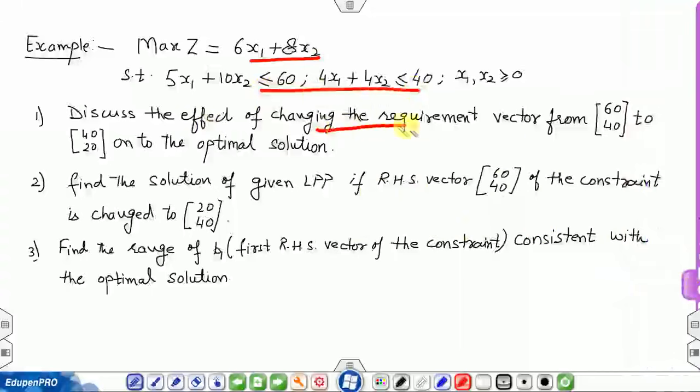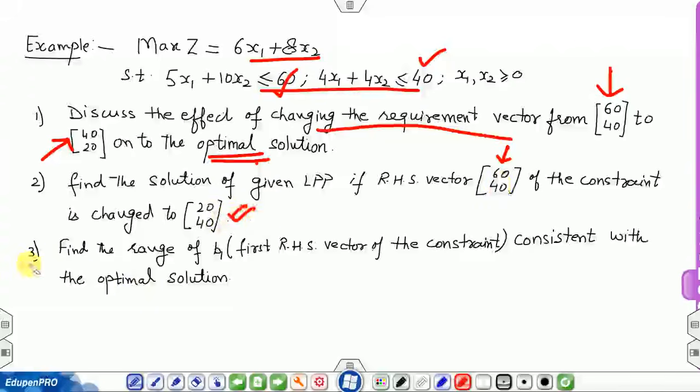Discuss the effect of changing the requirement vector 60 40. Here this is 60, this is 40. So what will happen if you change this vector 60 40 to the new vector 40 20 on the optimal solution? Remember, this is again the optimal solution. Second part is what will happen if you replace the values 60 40 with 20 40.